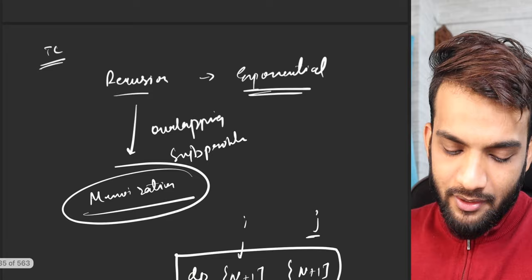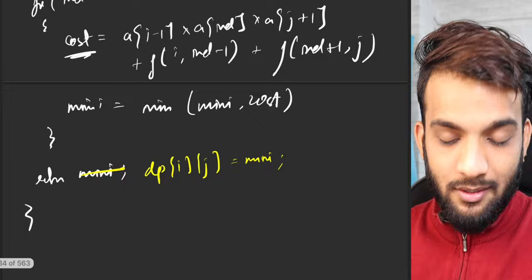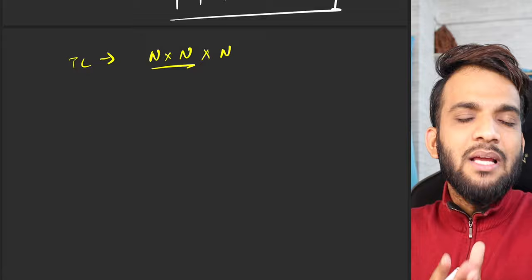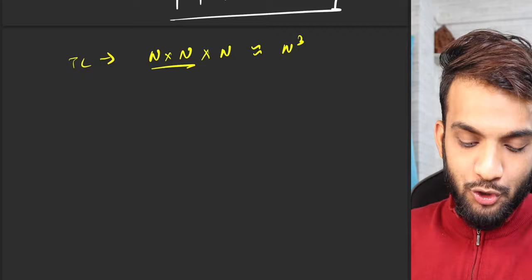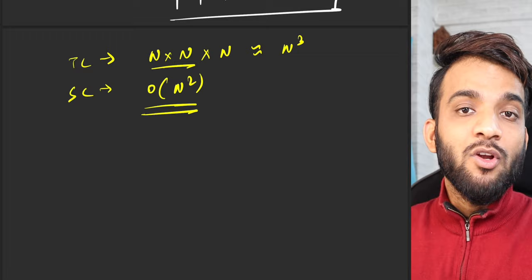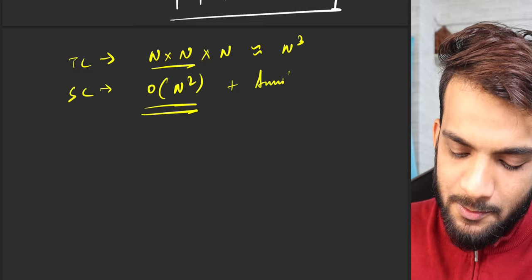So for every state, the total number of states is n cross n. For every state you're running a loop, not exactly n, but somewhere near about n. So this can be roughly written as an n cube solution. Whereas the space complexity will be n square, which you are using for the DP array, and an auxiliary stack space, which will be near about big O of n.